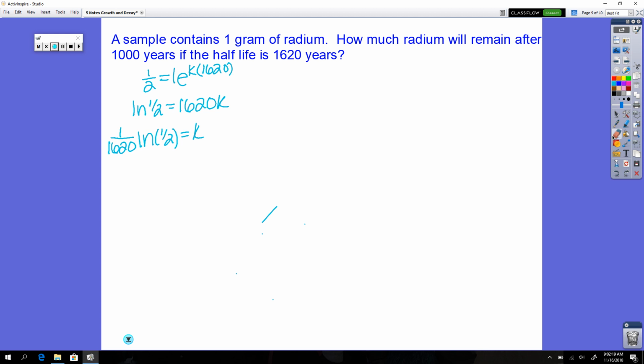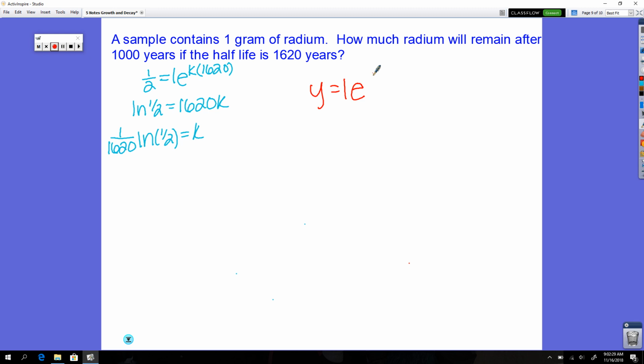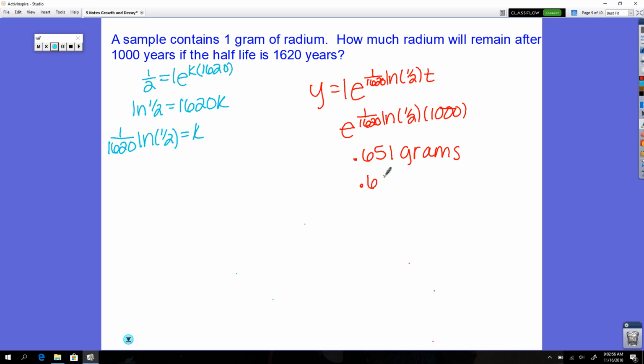And it's asking how much I'm going to have after 1,000 years. So rewrite your equation. So I know that y equals 1 e to the 1 over 1,620 ln of 1/2 t. That's the equation that I'm going to be working with. And now I'm going to plug in 1,000. So e to the 1 over 1,620 ln of 1/2 times 1,000. And again, I plug that into my calculator. And you will either get 0.651 grams if you truncate. If you round, you get 0.652 grams.